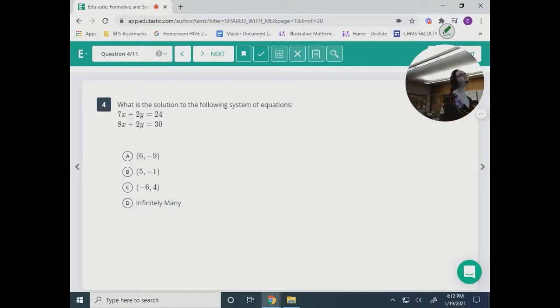So if we look at these equations here, I'm going to do a little bit of work here, and then I'm going to come over into this section here to do some work as well. So I have a 7x plus 2y is equal to 24. I have an 8x plus 2y is equal to 30.